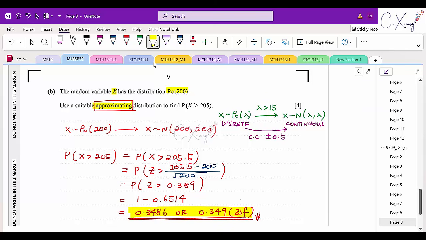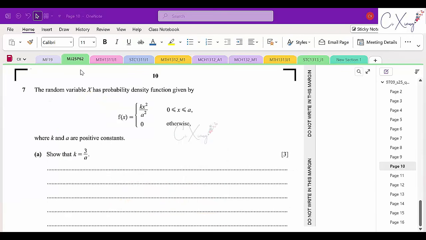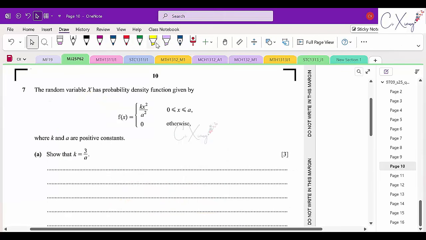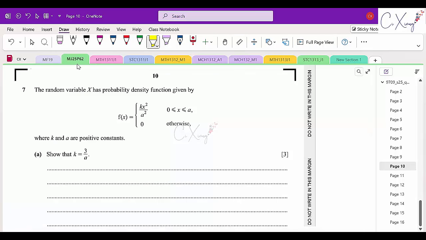So this is how we solve question number 6. Question number 7. We are given the random variable X with this PDF, and X is defined from 0 until a, with the function of kx squared divided by a squared, where k and a are positive constants. I think this is important info that you need to know. Show that k equals 3 over a.